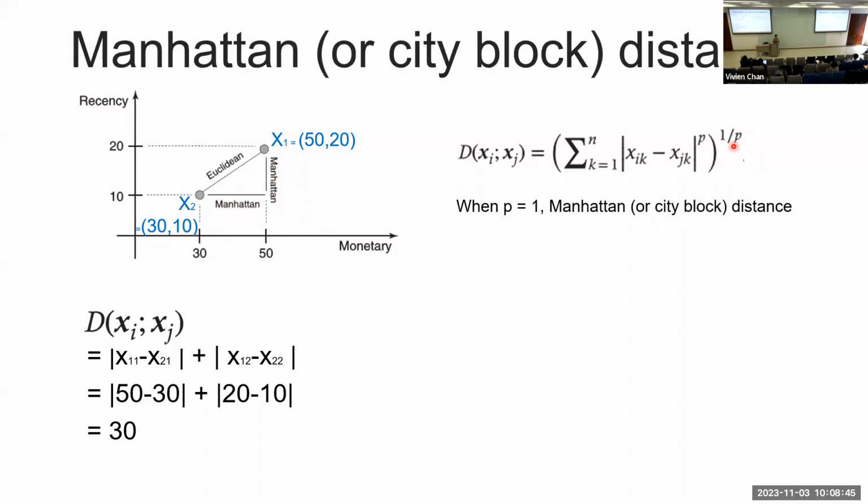If you substitute p equals 1, you will get this formula. So you can get the Manhattan distance between xi and xj in this case, which will be 30. The distance is simply this one plus this one. So this is the Manhattan distance.